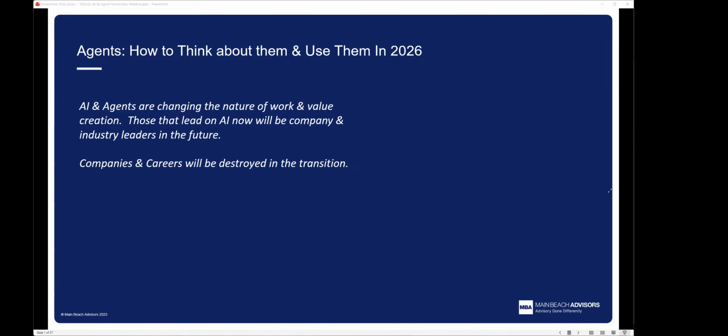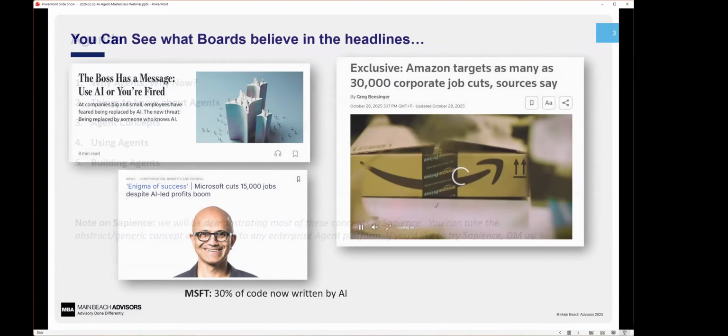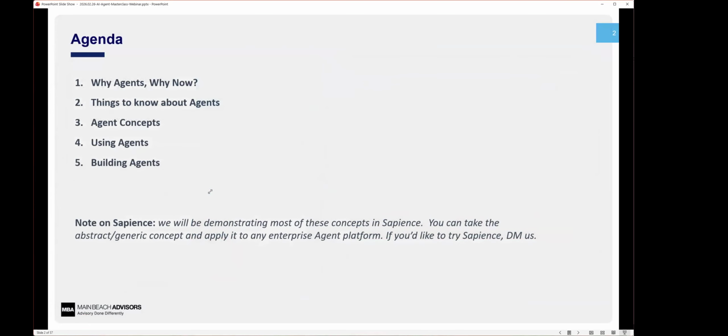All right, so just a few slides first. Go back one. What are we going to cover? We're going to talk about agents, and why now is the time to really be getting into AI agents. It wasn't true a year ago, but it certainly is now. We'll cover some generic agent concepts that apply to all AI agent platforms. And then when we get to using and building agents, I'll be demonstrating Sapience, our platform, because it's the one I know best and can move fastest in, but some of these concepts transfer to other systems too.